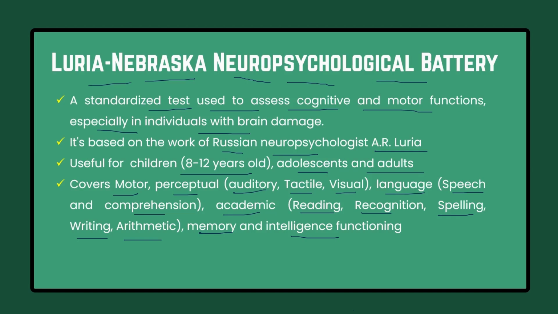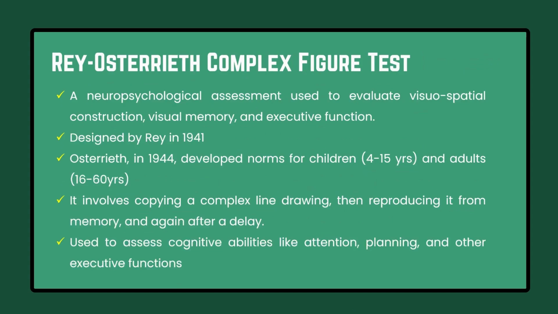So this is the third test. First test was what? Which was the first test? Do you remember? That was the Wechsler Intelligence Scale. Next, the Halstead-Reitan Neuropsychological Battery. Third, we had the Luria-Nebraska Neuropsychological Battery. Next, we have the Rey-Osterrieth Complex Figure Test. Let's see what this test does.